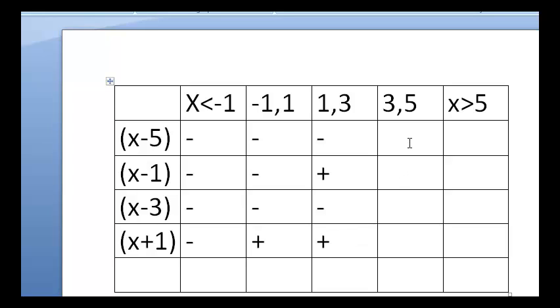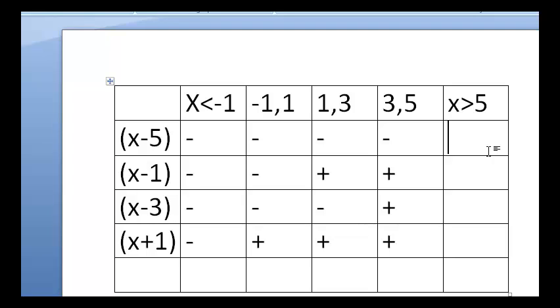Next, we're going to pick a value between 3 and 5. So let's go with 4. 4 minus 5 is a negative number. 4 minus 1 is a positive number. 4 minus 3 is another positive number. And 4 plus 1 is a positive number.